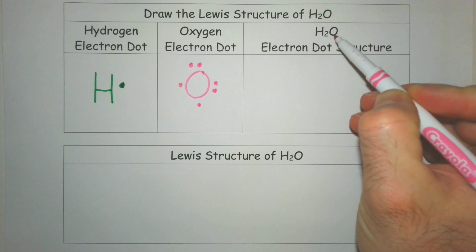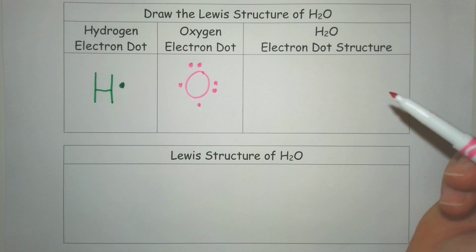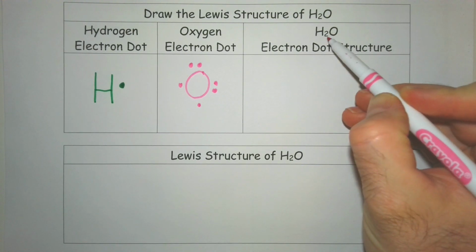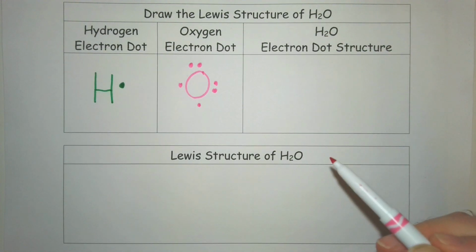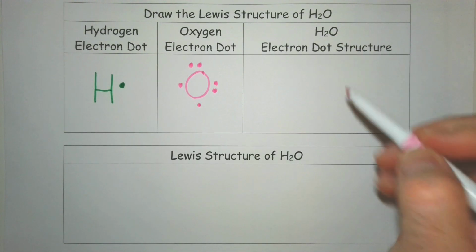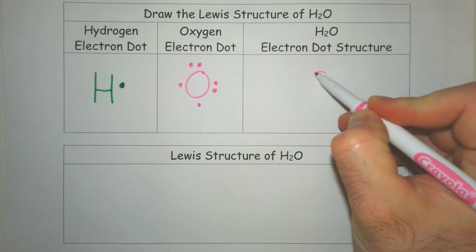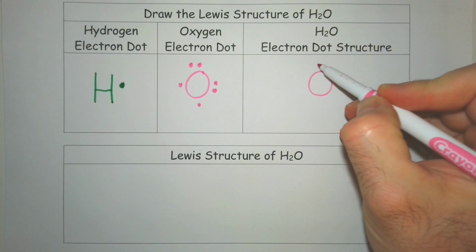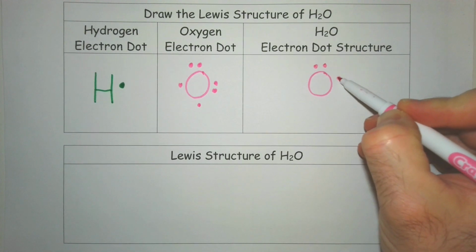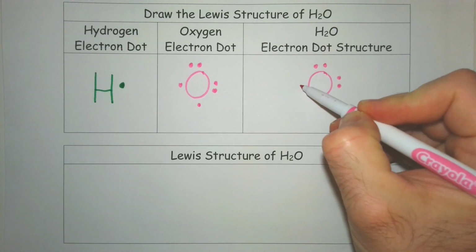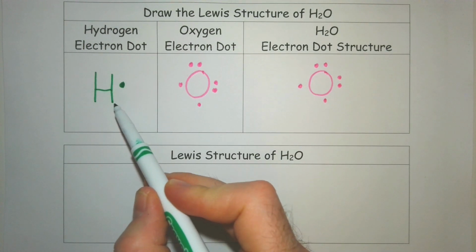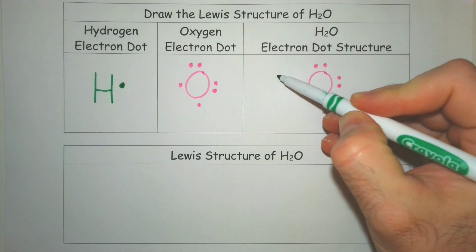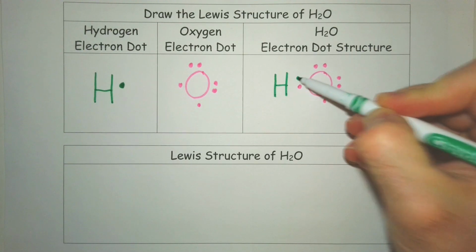For H₂O, we need to determine which one is the central atom, and the hydrogen is always on the outside. So anytime you see hydrogens, they'll always be on the outside, so oxygen must be our central atom. So I'm going to redraw our electron dot notation of oxygen. And then we have 2 places where it needs to be bonded with another atom. Since we have 2 hydrogens, each hydrogen will share one of its electrons to form that bond.